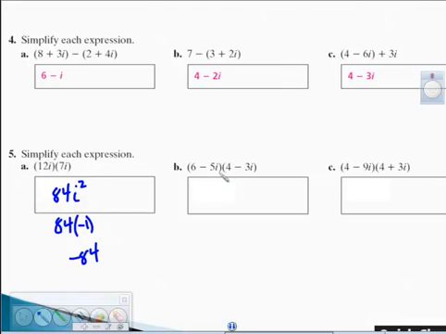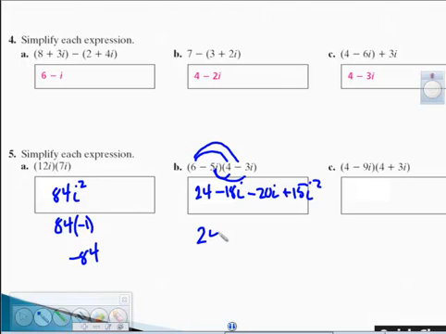Okay? Over on this side, we have to use FOIL. So 6 times 4, that's 24. 6 times negative 3i is going to be negative 18i. And then you have this middle term right here, the two inner terms, that's going to be negative 20i. And then you have these last terms, which is going to be a positive 15i squared.